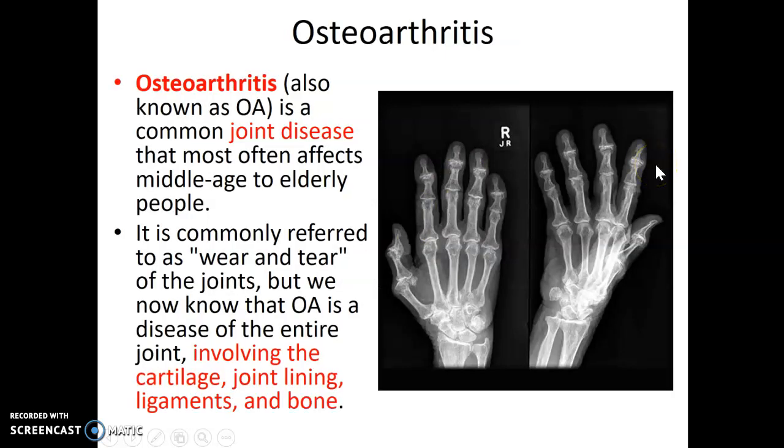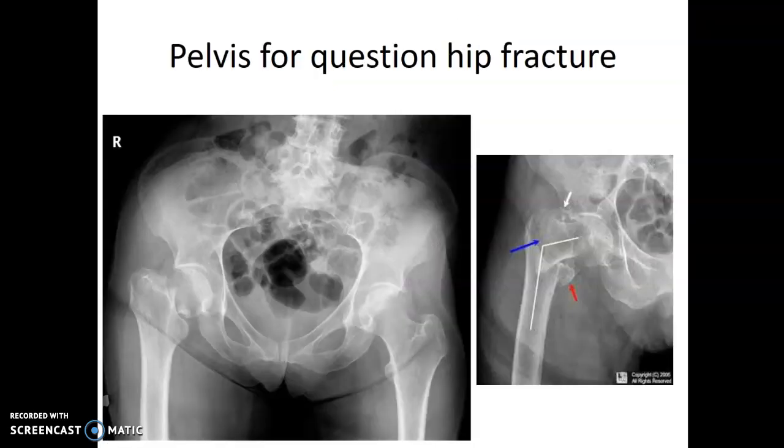Okay. Osteoarthritis is a common joint disease that most often affects middle-aged to elderly people. It's usually wear and tear on the joints. It involves the cartilage, joint lining, ligaments, and bones. So you'll see here, this is a really bad arthritis hand. They're not going to be able to get in that perfect fan position for you, or that oblique maybe. So you're going to have to work with that patient, okay?